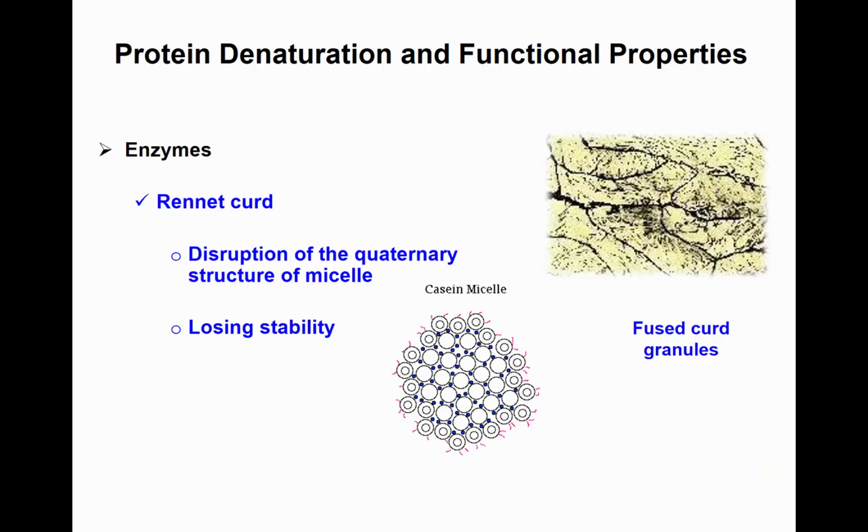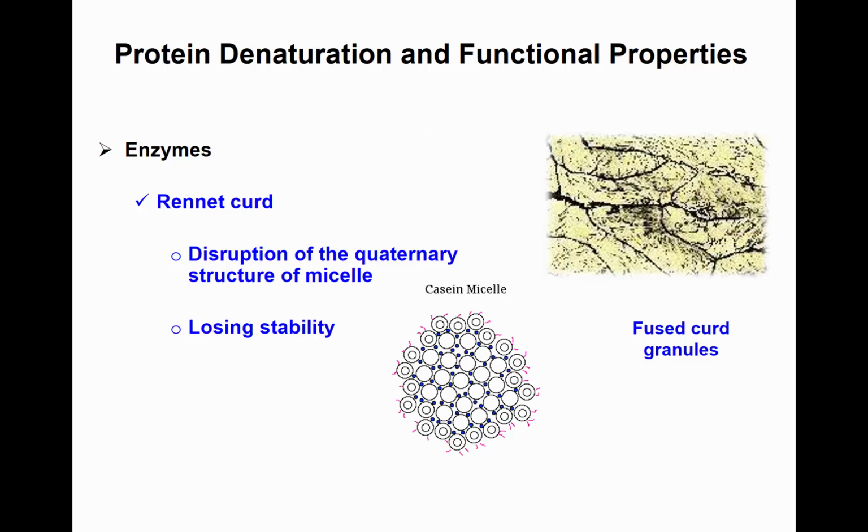Enzymes, that's the last thing I'm going to talk about before I let you go. Enzymes will hydrolyze the protein. So again, denaturation of the primary structure by breaking peptide bonds. A perfect example is the formation of the rennet curd, when you put an enzyme, chymosin, into milk, and it disrupts the quaternary structure of the micelle. Chymosin is going to break off the glycomacropeptide, as we call it, because that's the glycosylated peptide of the kappa casein. When it breaks it off, that negatively charged peptide is gone.